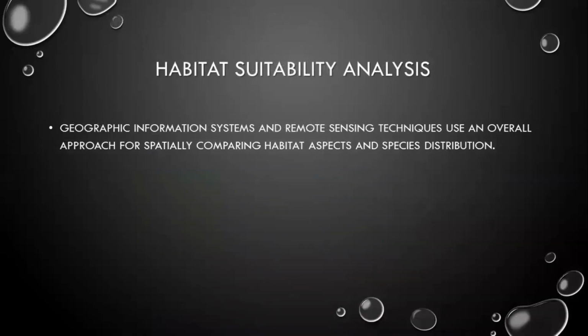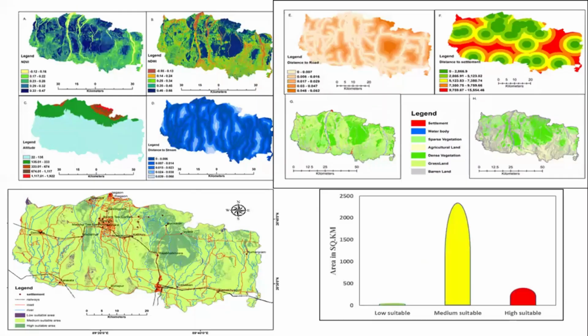Now, habitat suitability analysis. GIS and RS can be used to find out which regions are best suitable for the various flora and fauna. Here what we have taken is the elephant habitat suitability analysis of one of the districts of West Bengal. We know that elephants sometimes create a lot of havoc. So it is necessary that we have some suitable zones for elephant relocation.